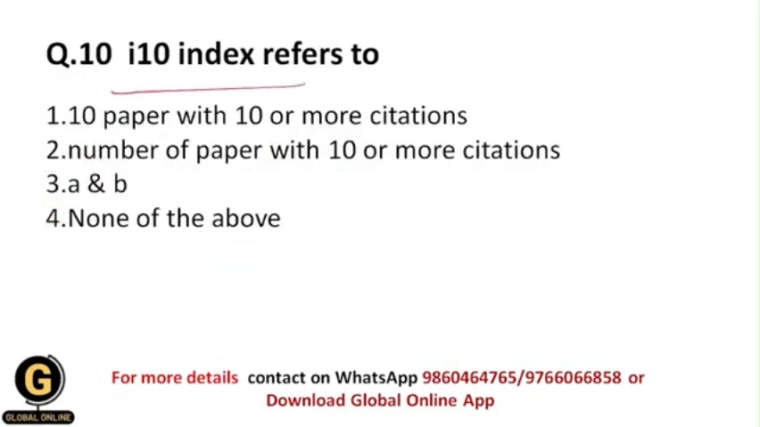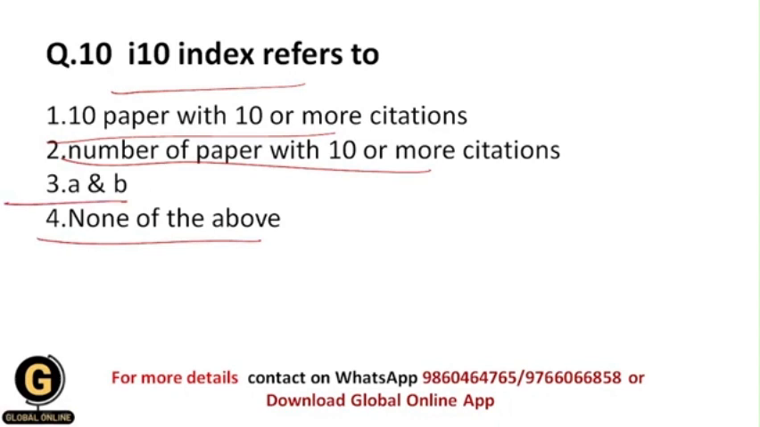I-10 index refers to, now students, what is I-10 index? So whether it is 10 papers with 10 or more citations, or number of papers with 10 or more citations, or A and B, or none of the above. So students, I-10 index actually refers to the number of publications with at least 10 citations. Okay, so number of publications with at least 10 citations, and that's why I-10 index refers to what? Number of papers with 10 or more citations. At least 10 citations means 10 or more citations are applicable. Okay, that's why your correct answer should be 2.